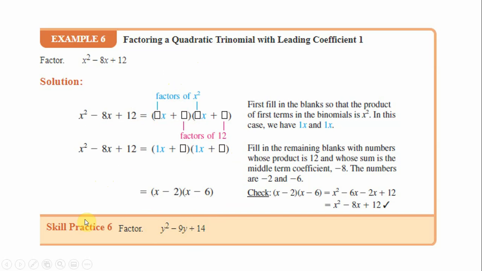So if I look here at skill practice number 6, I want to know two factors of 14 that are going to give me the 9. They're both the same sign, so they're going to add to this. They need to be negative. 14 and 1 doesn't do it. 2 and 7 would do the 9. So they need to be x minus 2, x minus 7 for that one.